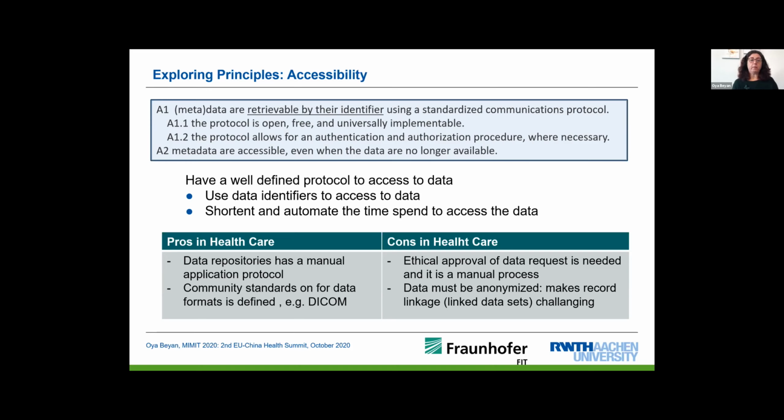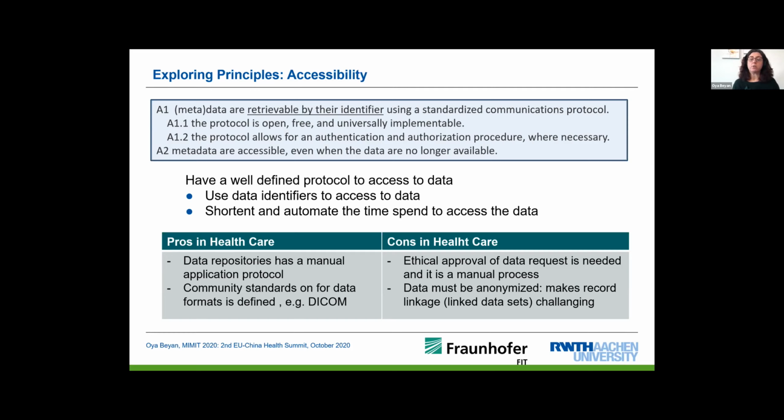In the healthcare domain, when you look at those repositories, we have manual application procedures. Luckily, we have community standards for many data formats, such as DICOM. So when we have the data, we know how to work with it. The problem area is ethical approval. It cannot really be automated. Each time, we have to go through these ethical approval processes for data reuse.